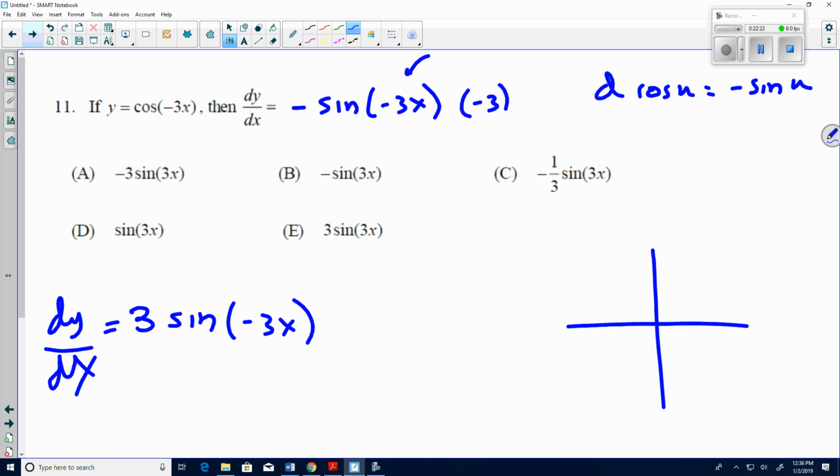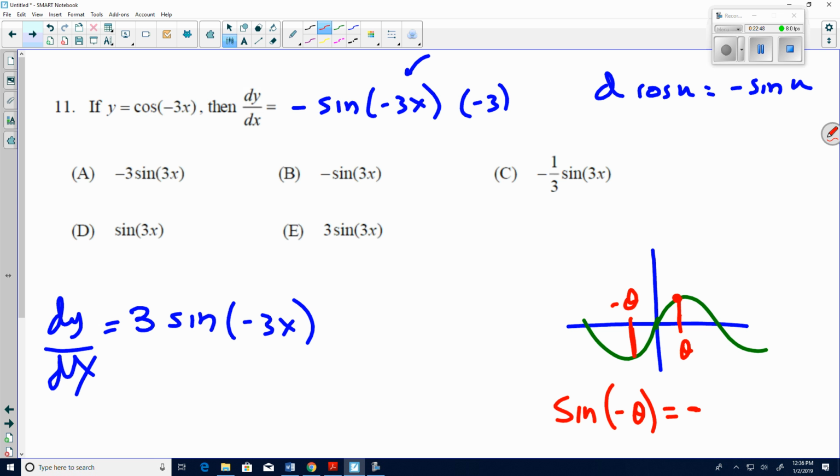If we look at a sine wave, we note that this is an odd function. If we go out to any value theta, we find the sine of theta is that height, and then we go to the opposite of theta, and we find the sine of the opposite of theta is the opposite of the sine of theta, right? That's the definition of an odd function. The sine of minus theta is the opposite of the sine of theta. So this sine of minus 3x, I guess you needed to know this to get the right answer, is the same as minus the sine of 3x.